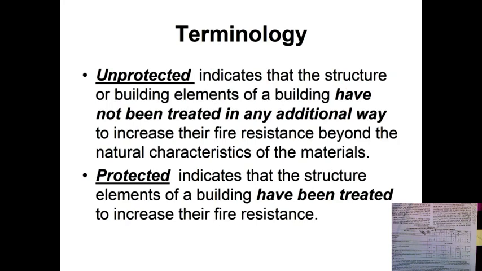Unprotected indicates the structure or building elements of a building that have not been treated in any additional way to increase their fire resistance beyond the natural characteristics of the material. So we're going to learn a little bit when we look at Table 601. If you open up your IBC code book, page 107, Types of Construction, you're going to learn a little bit about unprotected and protected. Protected indicates that the structural elements of a building have been treated to increase their fire resistance. So if they're treated, then the longevity of that material will be much more protected.